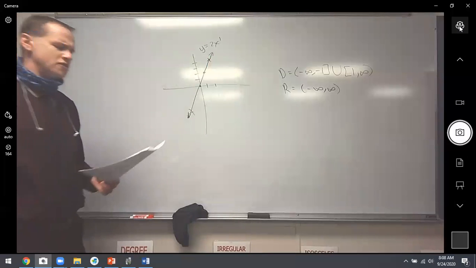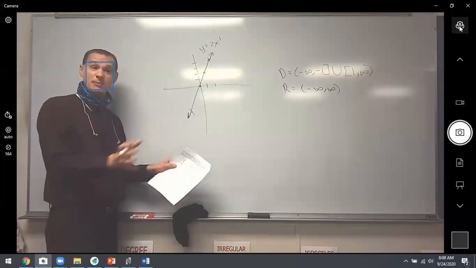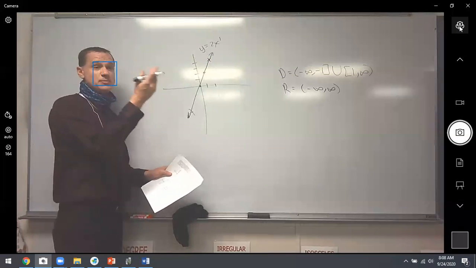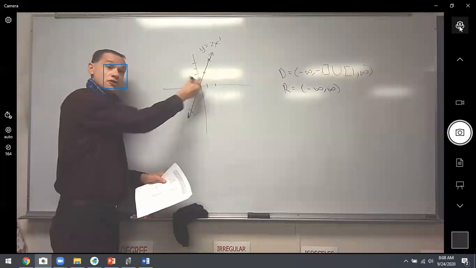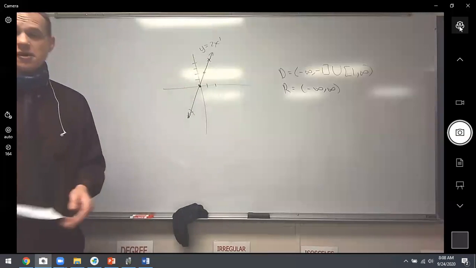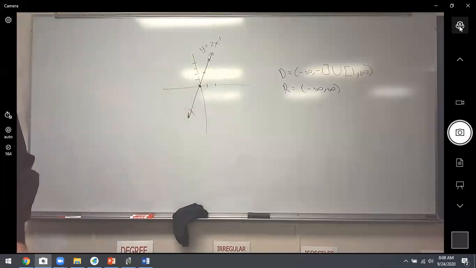X-intercepts, where's it cross the x-axis? Now it says intercept(s) with a parenthesis S. That means there might be multiples, there might be 1. In this case, how many spots does it cross the x-axis at? Just 1 right here, right? The origin, (0, 0). So for x-intercept, for one of them, put (0, 0), and the other 2 you leave blank because there aren't any more.